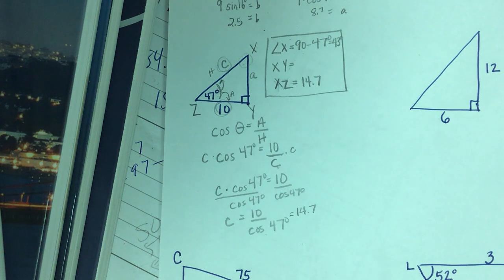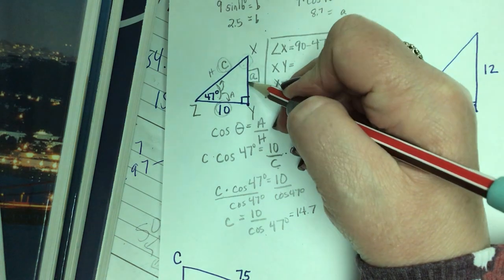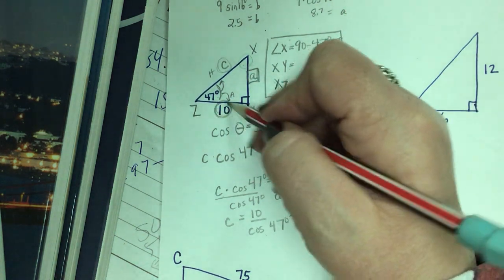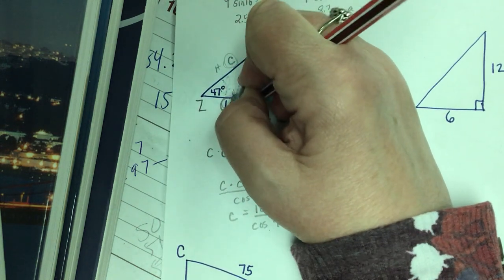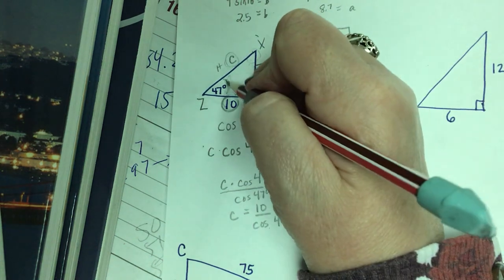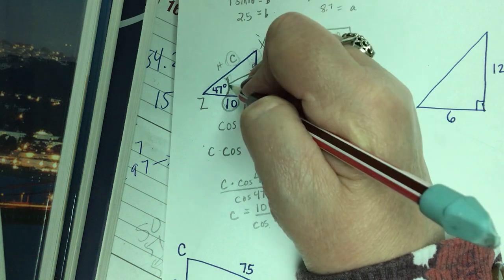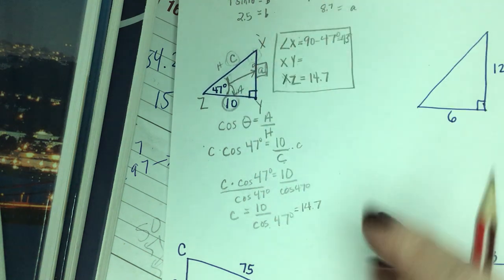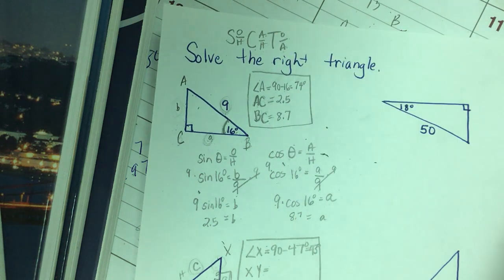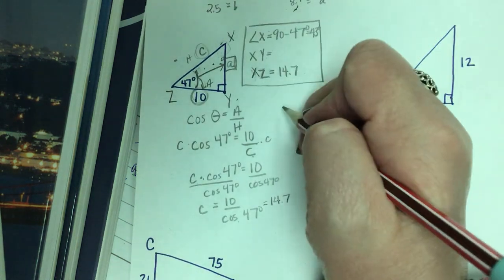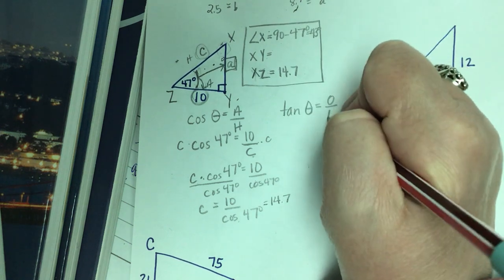Okay, now I need to find XY. I need to find this side. So I need to find this side, and I know this side. Let me erase this O and A, or A and H. So I'm using this angle. I want to find this side, which is opposite, and I know this side, which is adjacent. Opposite and adjacent. I'm going to use tangent. Tangent of theta equals opposite over adjacent.